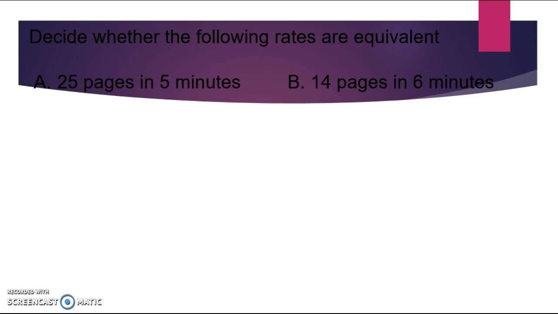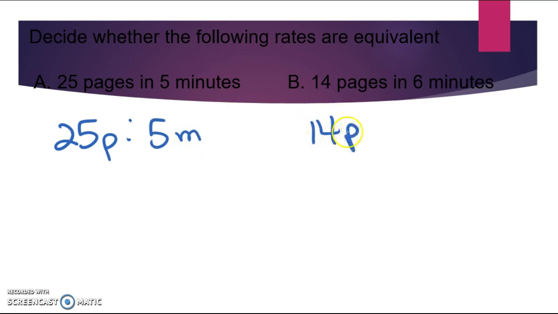Now the next question asks us to decide which of the following rates are equivalent. We have A, which is 25 pages in 5 minutes, and we have B, which is 14 pages in 6 minutes. So I'm going to start by writing the rates. So we have 25 pages in 5 minutes, and we also have 14 pages in 6 minutes.